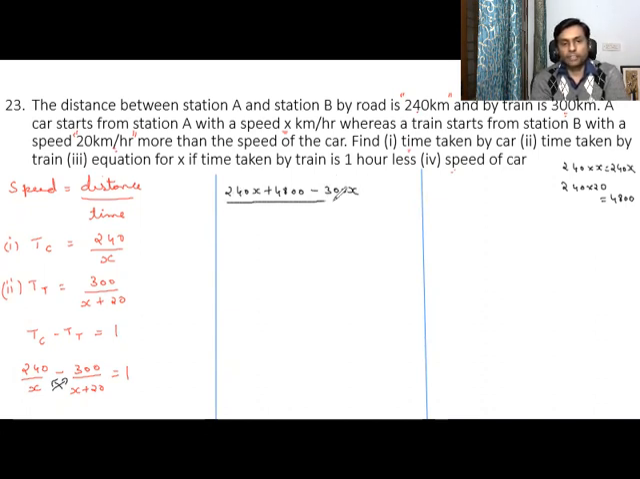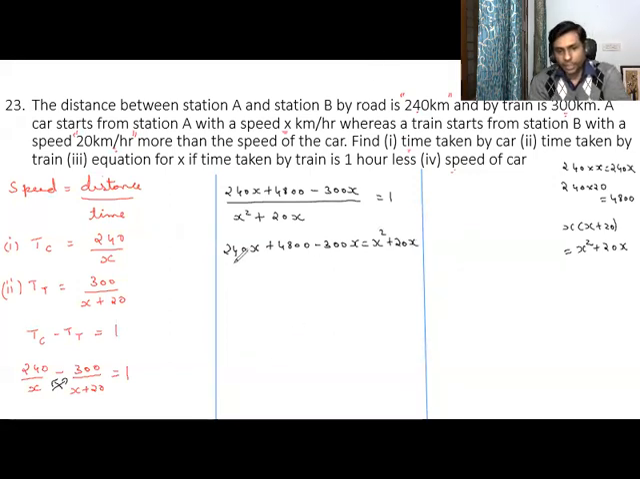300x, divided by, what is the LCM when I take? x into x plus 20. x into x, x square. x into 20 is 20x. So this becomes x square plus 20x is equal to 1. Take this on the other side. 240x plus 4,800 minus 300x is equal to x square plus 20x.